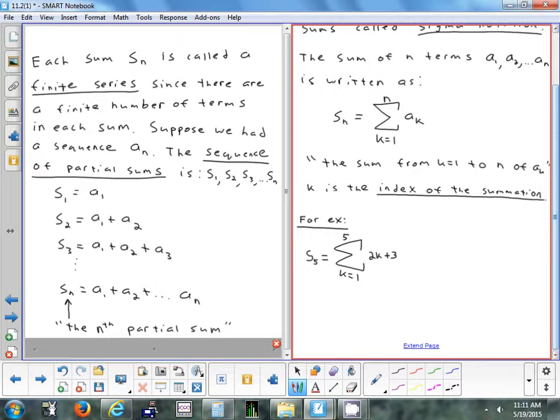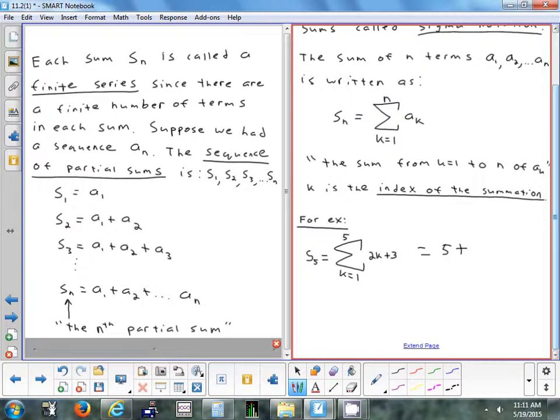Here's a formula that says, in the sequence 2k plus 3, I want you to add up the first 5 terms. That's basically what this says. So the first thing you'd have to do with this notation is you do have to find the 5 terms. This is a shorter way of writing things, but it doesn't actually save you any work. All right, so what I do is let k equal 1, plug it in. 2 times 1 is 2. 2 plus 3 is 5. That's my first term. Okay.